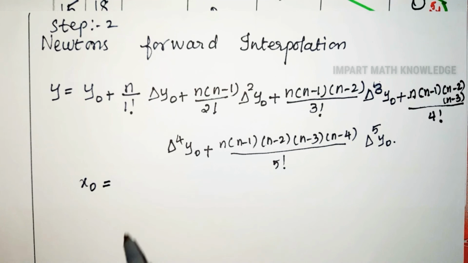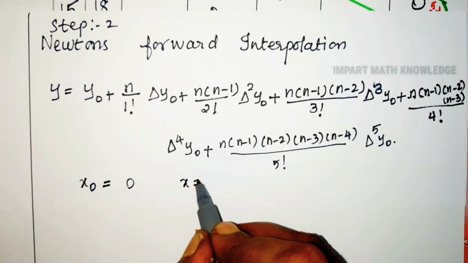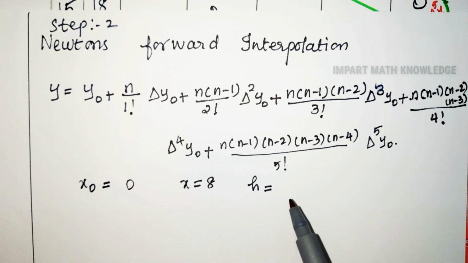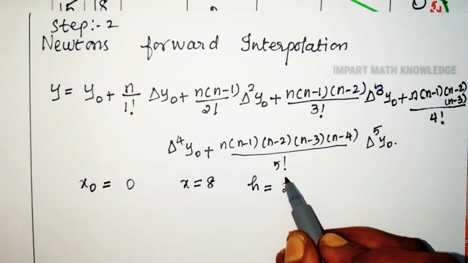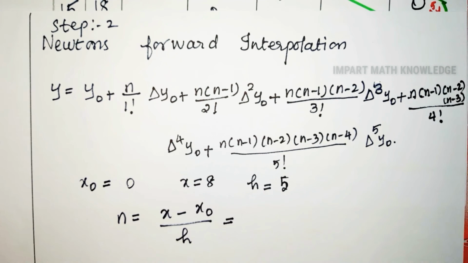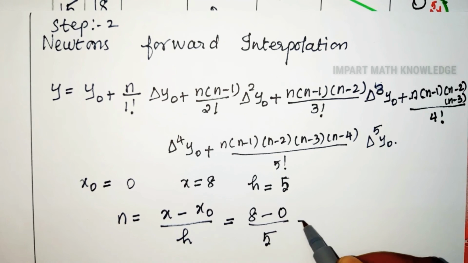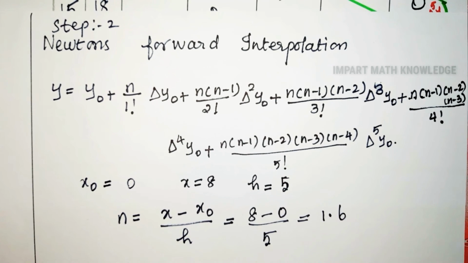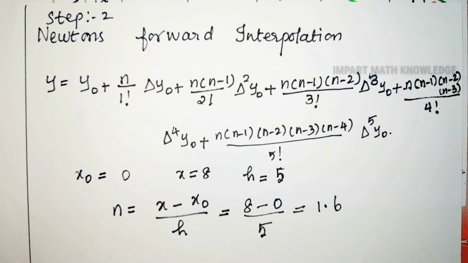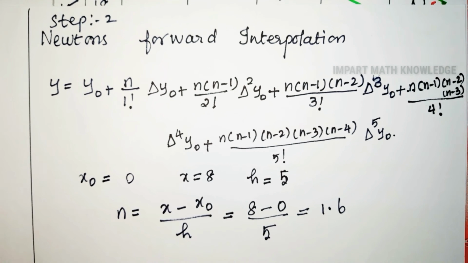Here x0 value is 0, x value is 8, h is the length of the x interval, so h is equal to 5. n is equal to (x minus x0) divided by h. x value is 8, x0 is 0, h value is 5. So this is equal to 1.6. Now we substitute all the values in the formula.